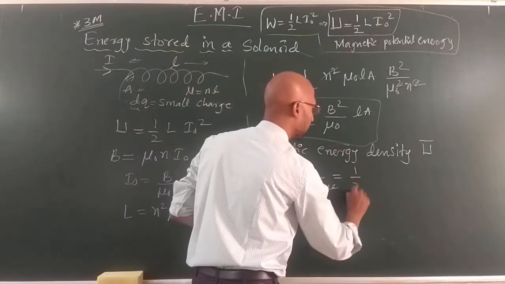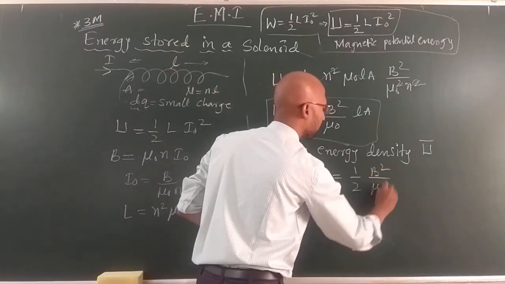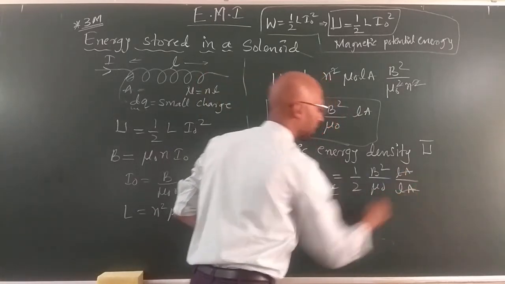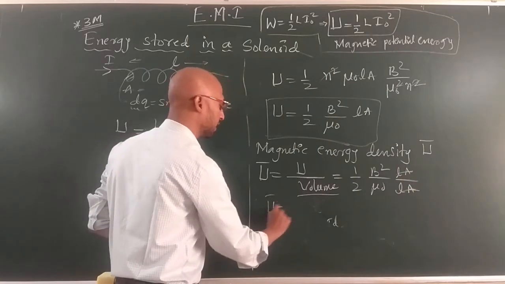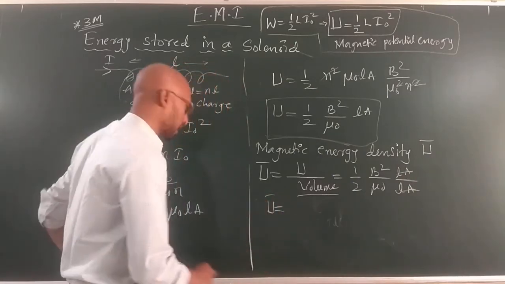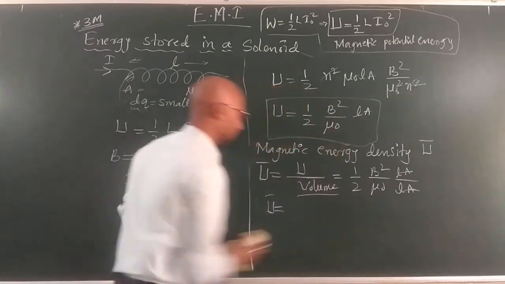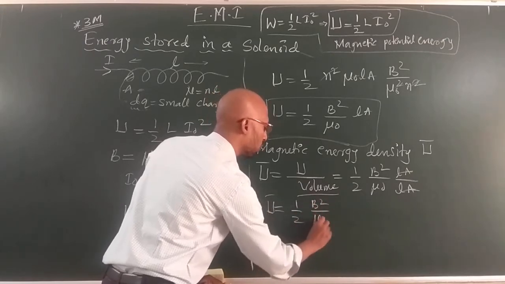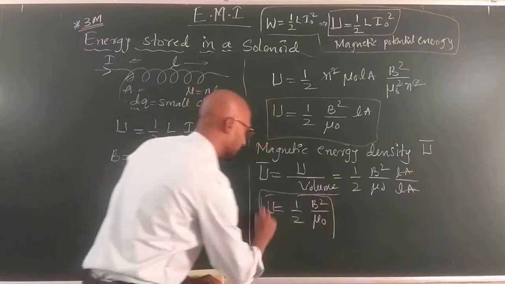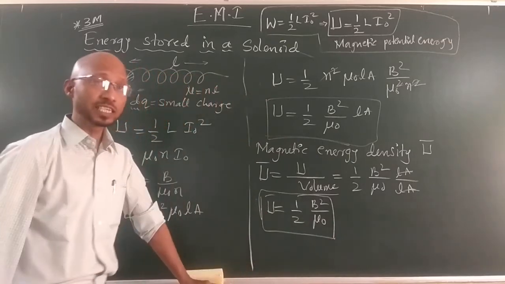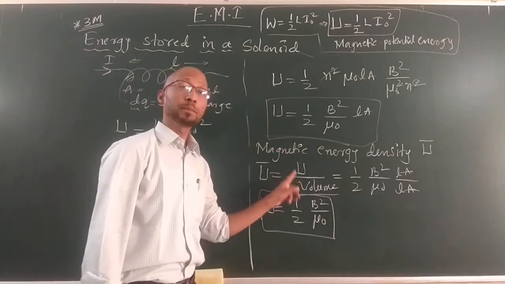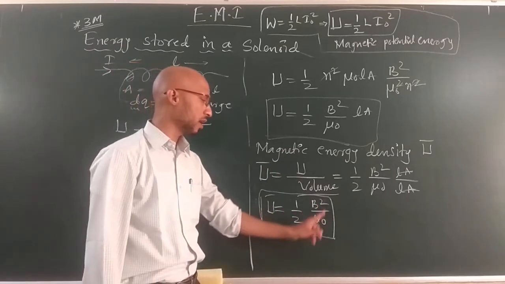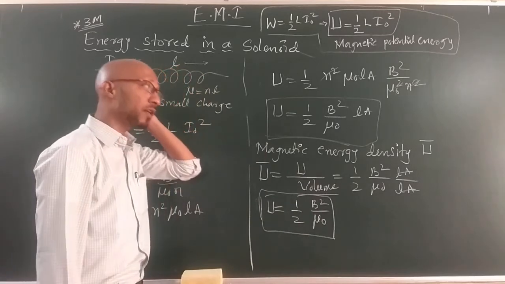Now what is the equation for this? V is length into area, l into A, which will get cancelled. Now the energy density in an inductor will be given by half B squared by mu naught. This much is the magnetic energy density, that is energy per unit volume, half of B squared by mu naught.